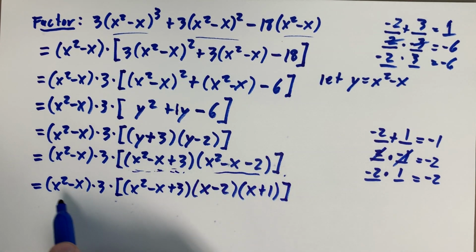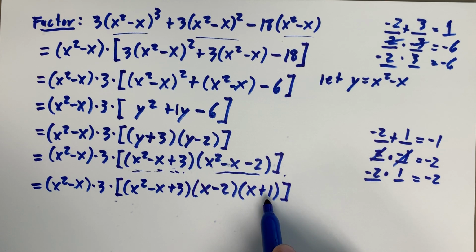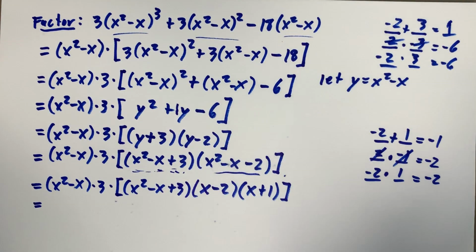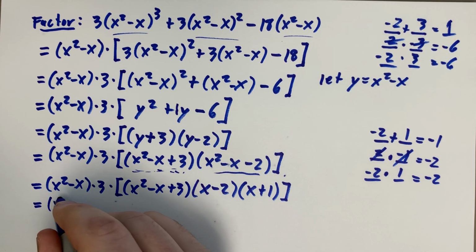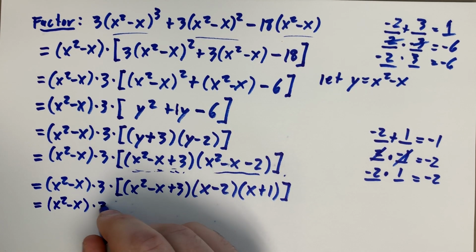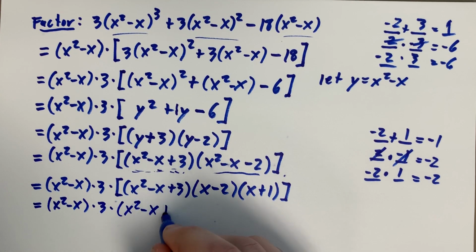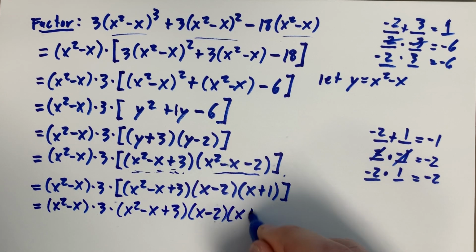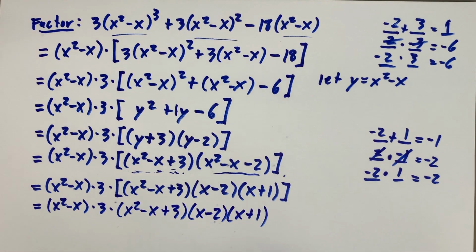And so we have all this stuff being multiplied here. I can remove these brackets because multiplication is associative. All I'm doing is multiplying all these things, so these extra brackets can just be dropped. Remove them, and you get x squared minus x times 3 times x squared minus x plus 3 times x minus 2 times x plus 1. Since this guy again doesn't factor anymore, we are left with what we got.